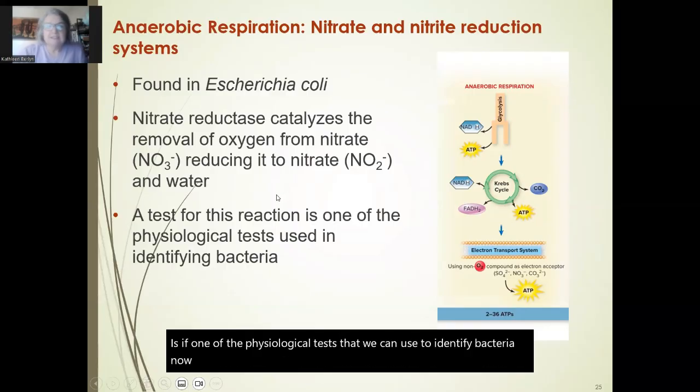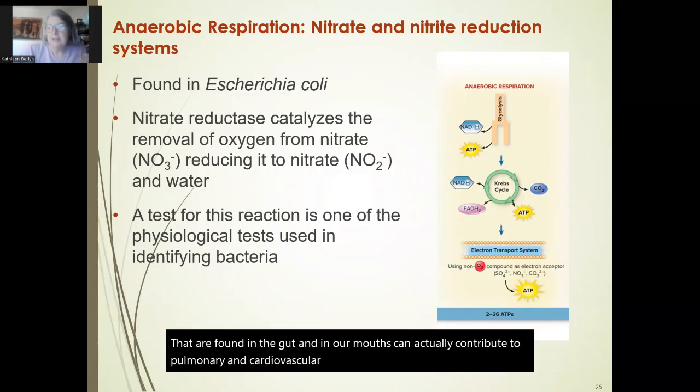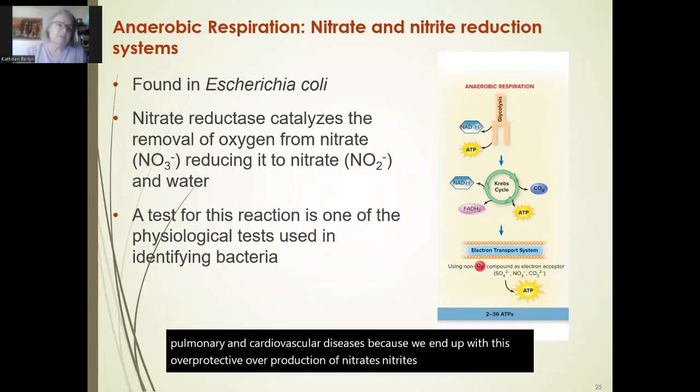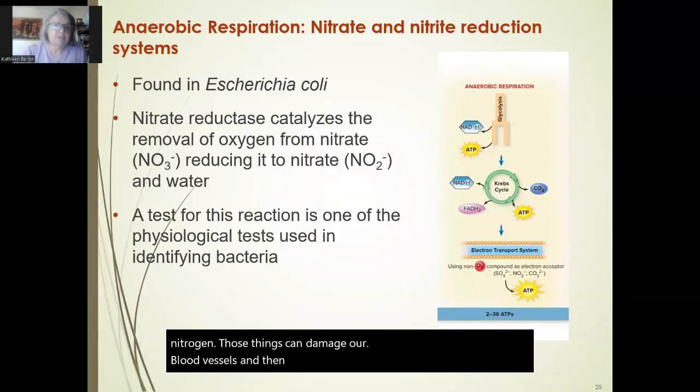Now, interestingly enough, nitrate reducing bacteria that are found in the gut and in our mouths can actually contribute to pulmonary and cardiovascular diseases because we end up with this production of nitrates, nitrites, and other forms of nitrogen. Those things can damage our blood vessels, and that can result in those kinds of diseases.